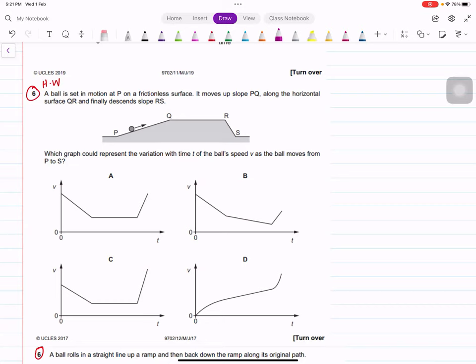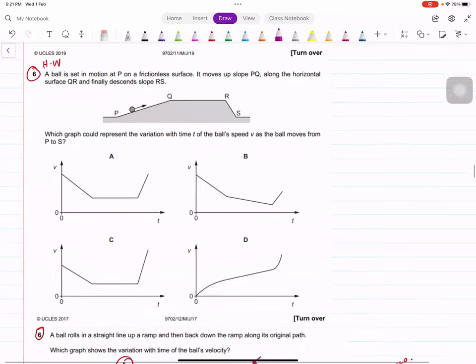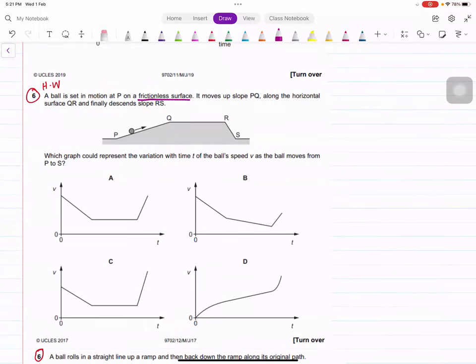Okay. All right. So in this question, you guys should understand that although it's a frictionless surface, it moves up the slope PQ, along the surface QR and finally descends RS. So from P to Q, obviously it's gonna decelerate. But because the slope is constant, it's gonna decelerate at a constant rate. So it has to be either this, it cannot be this, because in this the speed is increasing, so it's not decelerating. Then when it reaches here, obviously there's no slope, so it will continue to go at constant speed. This shows constant speed, this shows constant speed, this doesn't, so this is also a wrong answer.